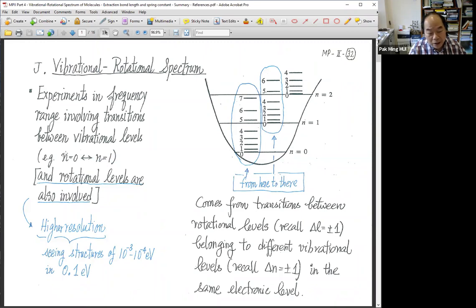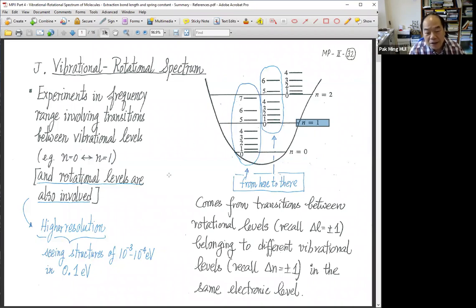For the reason that this gap is typically higher than kT, the room temperature thermal energy, at ordinary temperature the molecules do not occupy the excited n equals 1 levels.